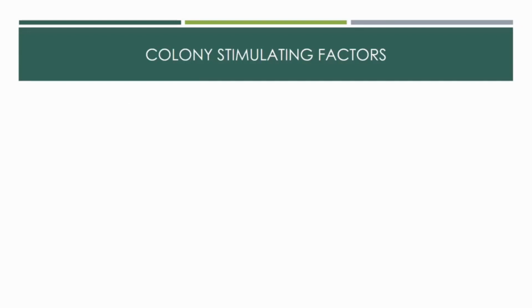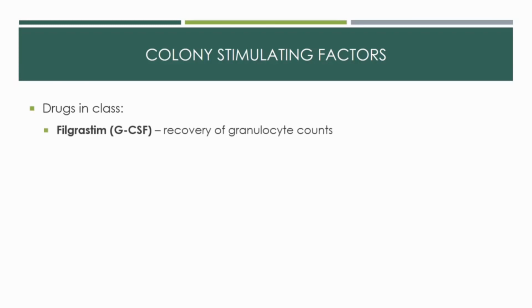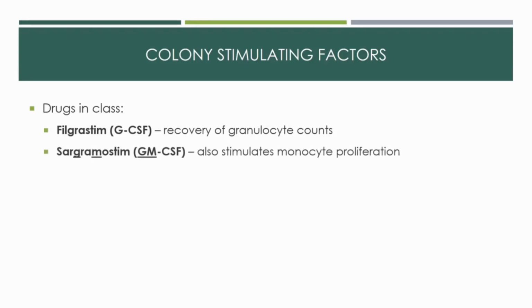One last thing to cover in this lecture, and it's not especially high yield. You should just be aware that there are drugs that can be given to stimulate the production of immune cells. The drugs in this class are filgrastim, also known as GCSF, for granulocyte colony stimulating factor. It stimulates the production of granulocytes in the bone marrow of patients who are neutropenic. There's also a drug called sargramostim, which is GM-CSF, granulocyte macrophage colony stimulating factor, which also stimulates the production of monocytes. Their use is fairly simple: leukopenia.